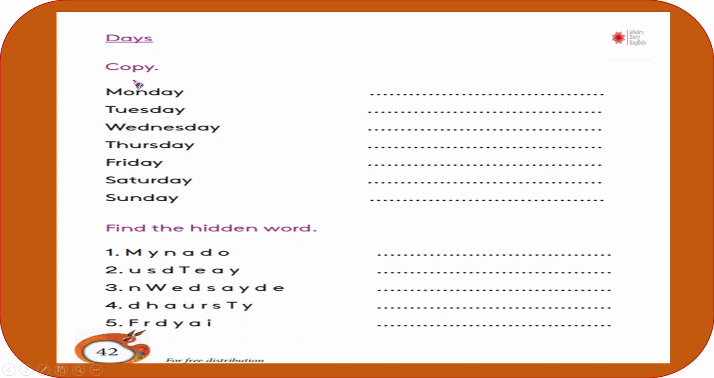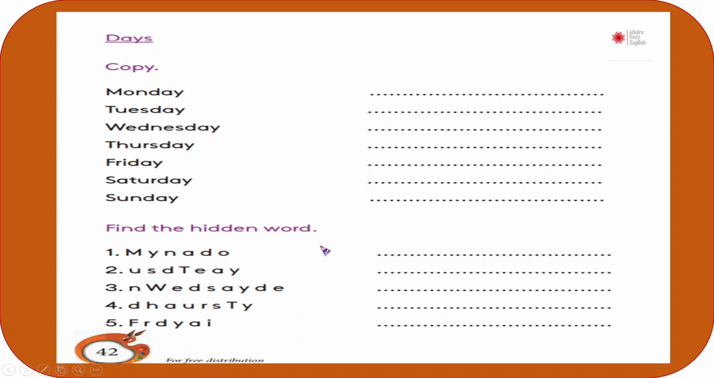Days. Copy. Monday, Tuesday, Wednesday, Thursday, Friday, Saturday, Sunday. You have to copy here. When you copy, remember that when we write the name of a day, the first letter is always capital. You have to begin with capital M, capital T, capital W, capital T, capital F, capital S, capital S.